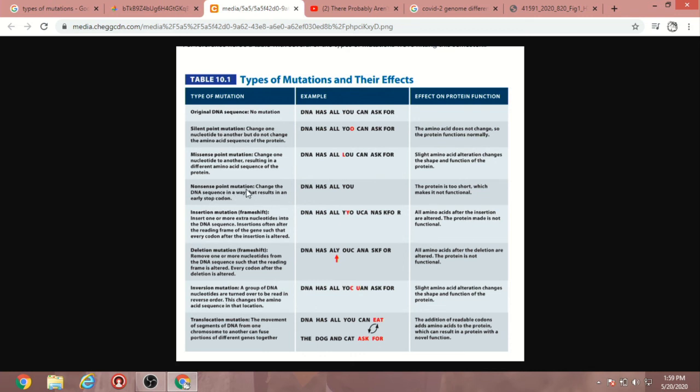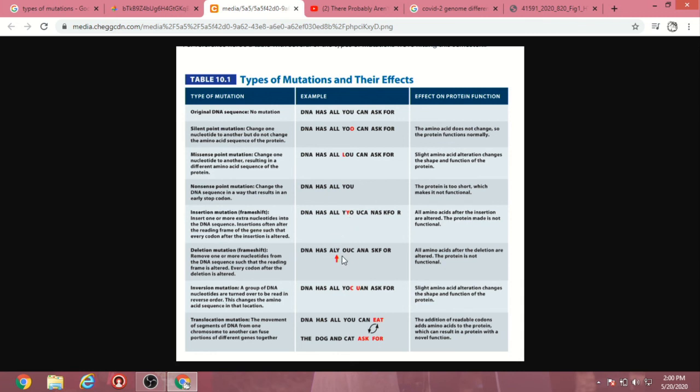Nonsense point mutations are where you have an early stop codon. So then it's like, DNA has all you, well, what? You never finished the sentence because you ran into a stop codon. Insertion mutations, those are frame shift. So if you put a Y there, look how everything changes because codons are 3 letters at a time. So DNA has all you can ask, everything, but all the letters are still there. If you just took out this Y, the red Y, and moved everything back over, you'd have a complete sentence again that says DNA has all you can ask for.